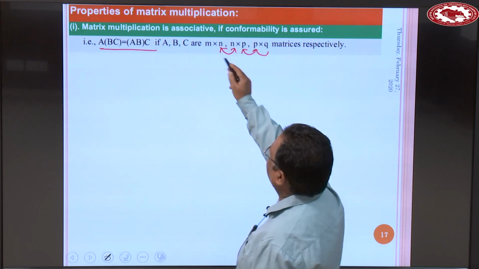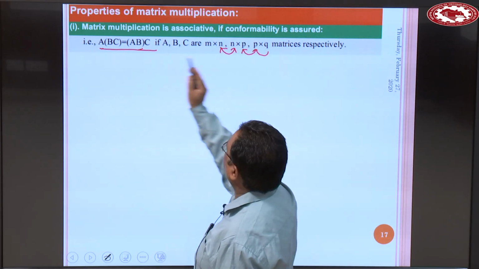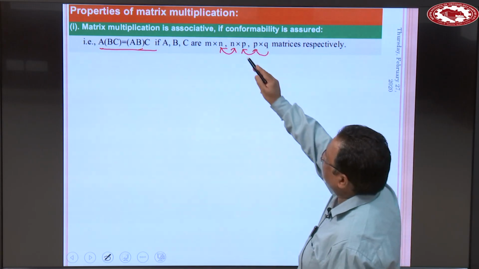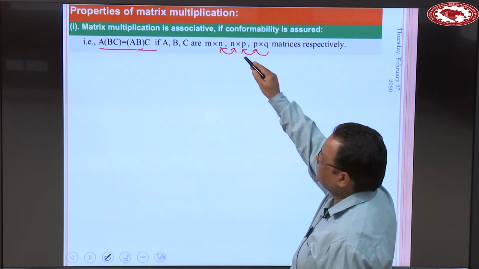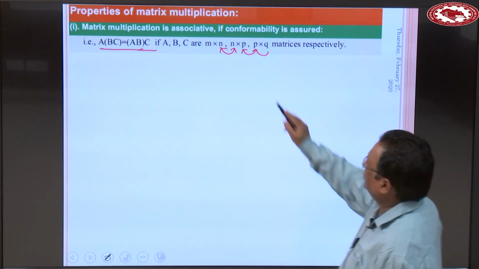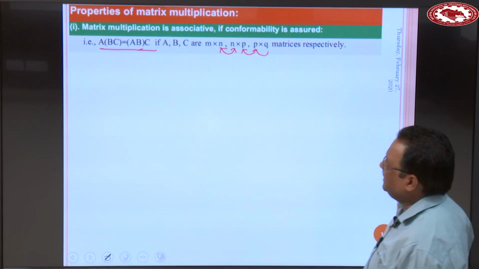So this means the AB product is possible, because these two matrices are conformable for multiplication. Similarly, these two matrices are also conformable for multiplication. Here p is equal to this p, right.